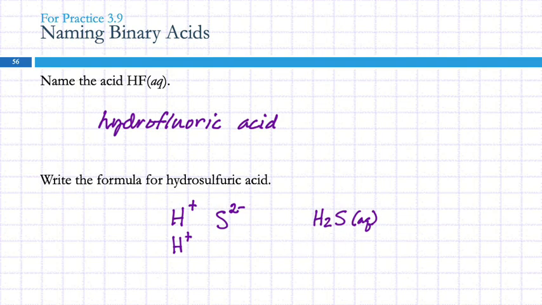The nice thing about figuring out the formulas for these is the cation we're dealing with is always a +1 charge, H+. And so whatever this charge is, this is 2-, I need 2 hydrogens. If it's 3-, I need 3 hydrogens. And so it's a little easier that way. Any questions?